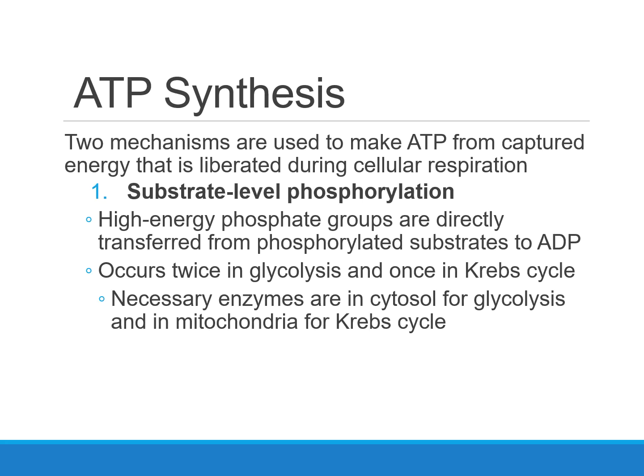So ATP synthesis. Two mechanisms are used to make ATP from energy that's been captured and that is liberated during cellular respiration, in other words, from bond breaking. So remember, when we break a bond, we liberate energy. The first one is called substrate level phosphorylation. This is when the high energy phosphate group is transferred directly from the phosphorylated substances to an ADP molecule. This occurs twice in glycolysis and once in the Krebs cycle. The necessary enzymes are in the cytosol for glycolysis and in the mitochondria for Krebs cycle.